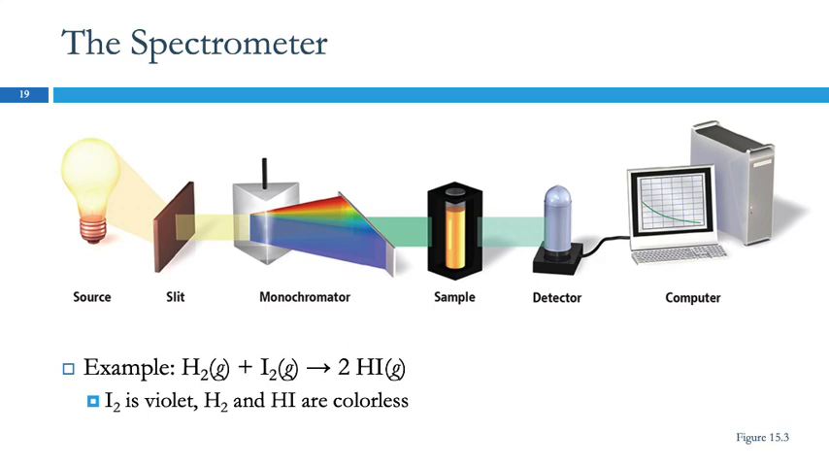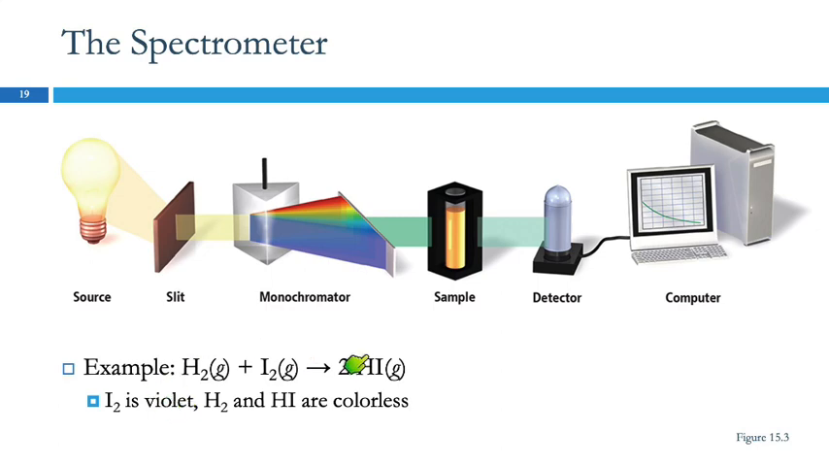So here's a schematic of a spectrometer. So you need a light source, and you don't want this whole big blast of light, so you run it through a slit so you get a more manageable section of light. You run it through a monochromator, which is basically a prism that separates the light by wavelength. And you can choose which one of these wavelengths you pass through the sample and measure in the detector how much of that light was absorbed.